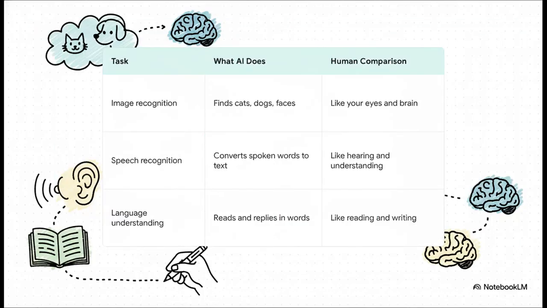So when you put it all together, it's pretty wild, isn't it? You can see how deep learning is starting to mimic some really fundamental human abilities. It performs image recognition, kind of like our eyes and brain. Speech recognition is like our ability to hear. And language understanding is like our ability to read and write.